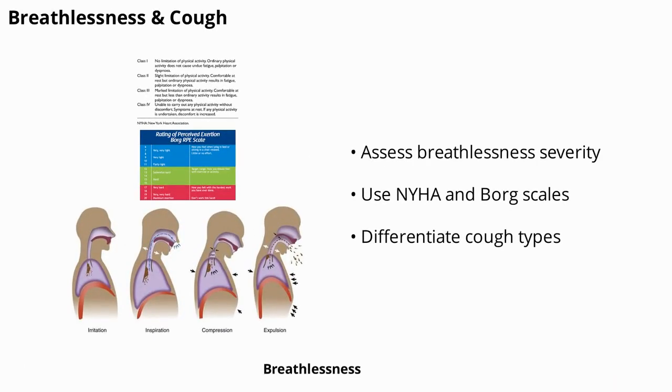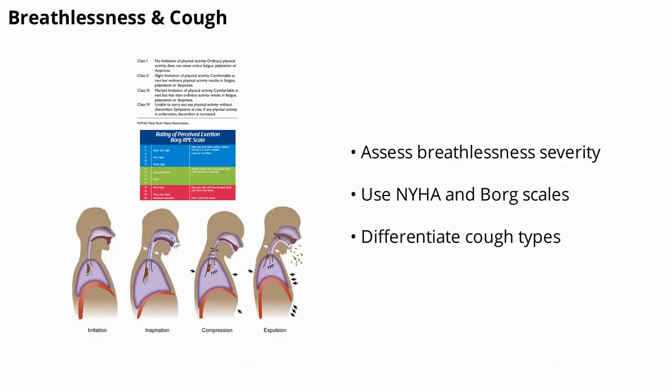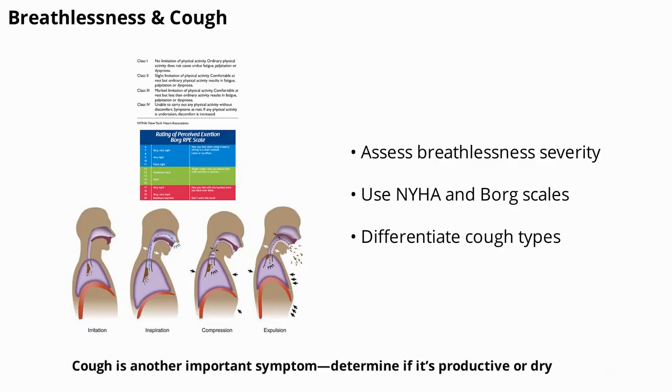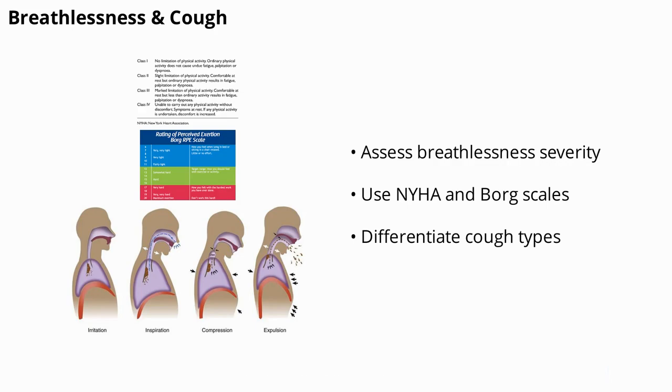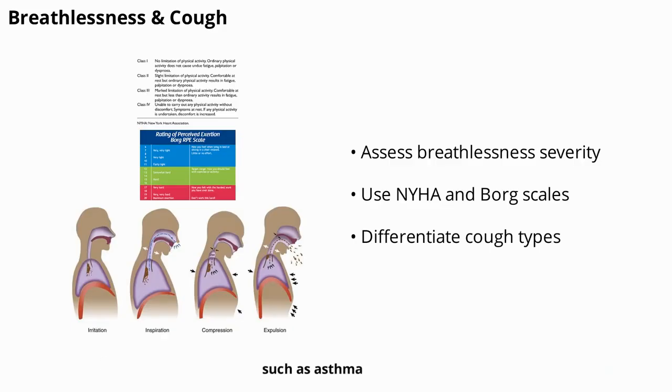Breathlessness or dyspnea is a common symptom in both cardiac and respiratory diseases. Assess its duration and severity by asking about the patient's activity levels. Tools like the New York Heart Association, NYHA, classification, and the Borg rating of perceived exertion scale can help quantify breathlessness. Cough is another important symptom. Determine if it's productive or dry, and note any patterns, such as nocturnal cough or coughing after eating. Understanding these details can point towards specific diagnoses, such as asthma, bronchitis, or aspiration.